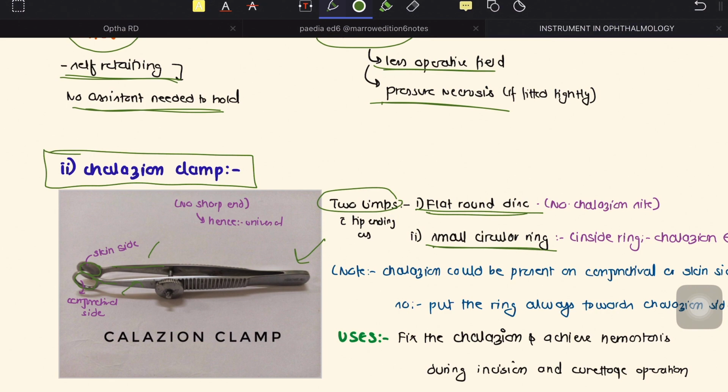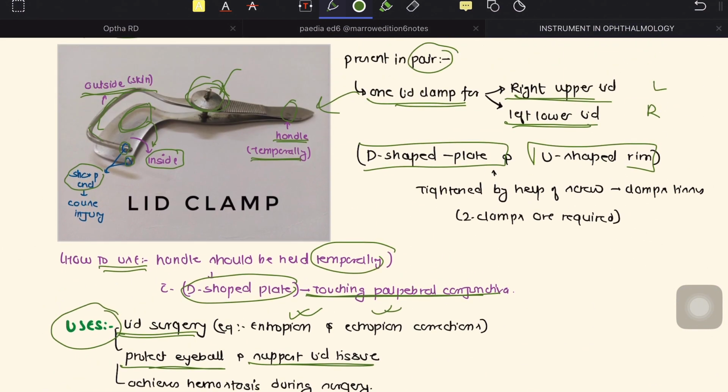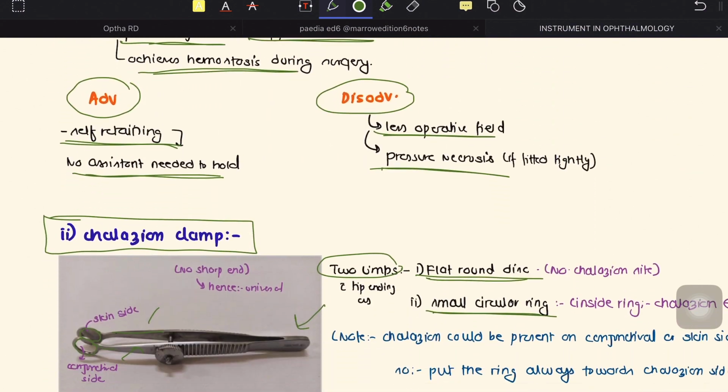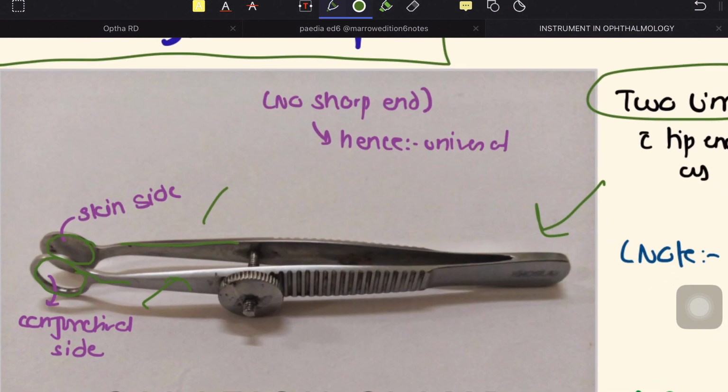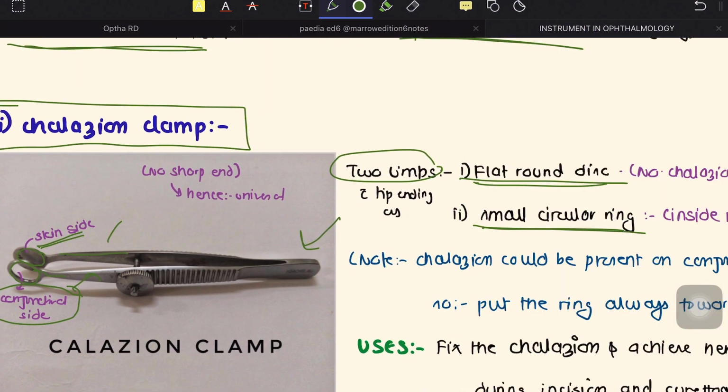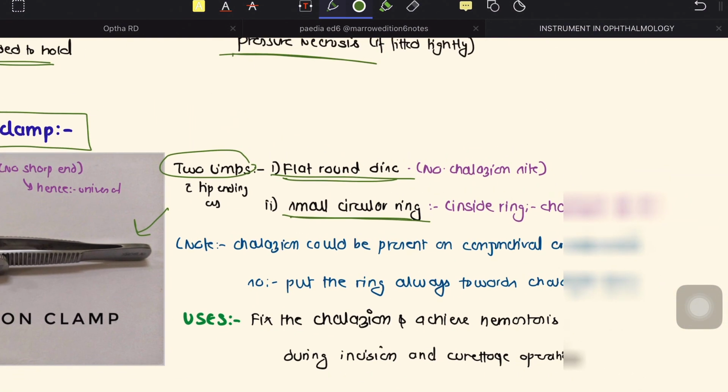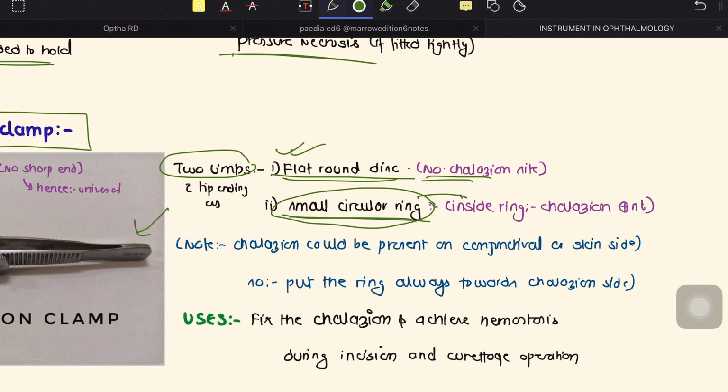As I said in the lid clamp, there is a D-shaped plate and a U-shaped ring. The D-shaped plate is kept on the conjunctival side, whereas the U-shaped rim is kept on the skin side. It is mostly opposite to that in the Collagen clamp. It means that the plate is kept on the skin side and the rim is present on the conjunctival side. But it is not always the case, because it depends on the side where the Collagen is most prominent. So as I've said, the flat round disc is kept where there is no Collagen, whereas the small circular ring is kept at the site where the Collagen is present.